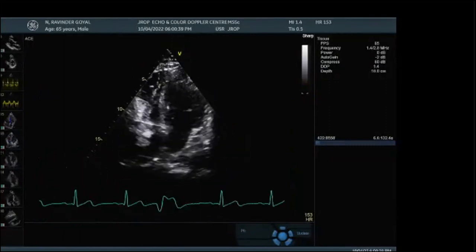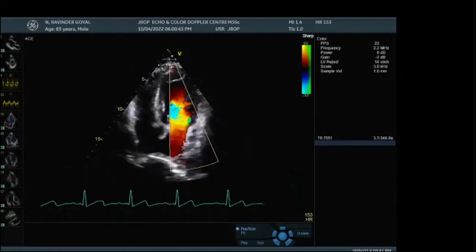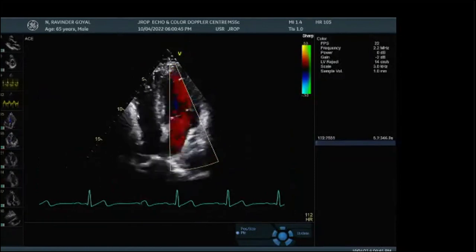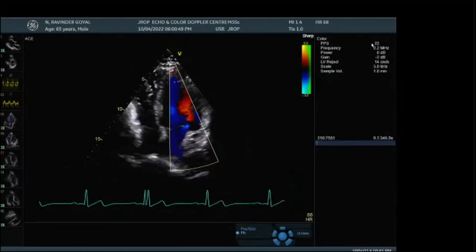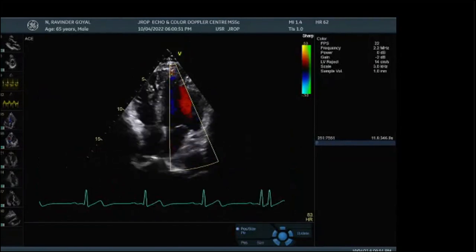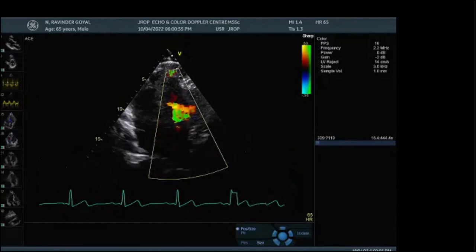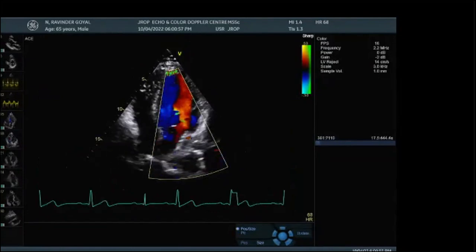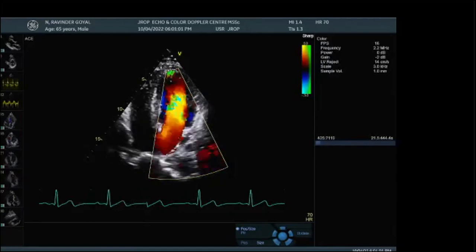I'm switching on colors, right? And see on the right side of the screen, the frame rate is 22. Correct? If I widen up this box, what will happen? My frame rate will drop. So I'll underestimate my regurgitation jets or forward flow jets.